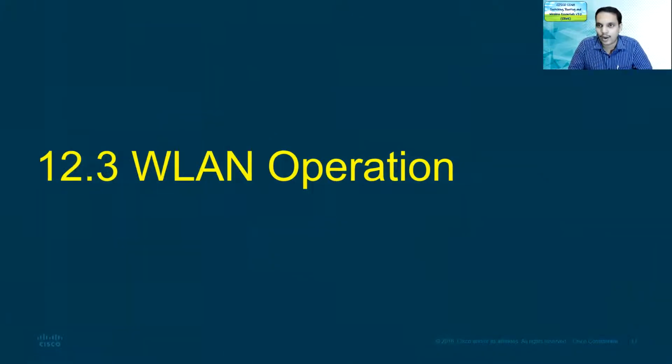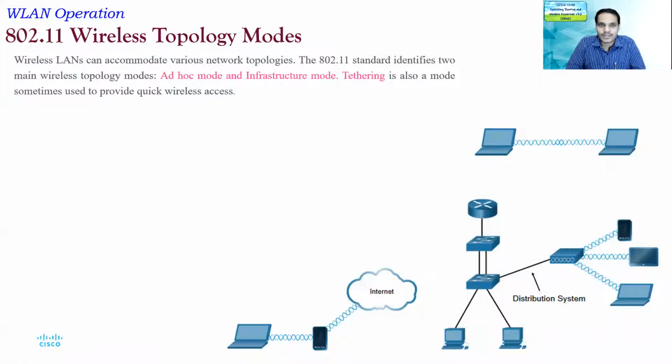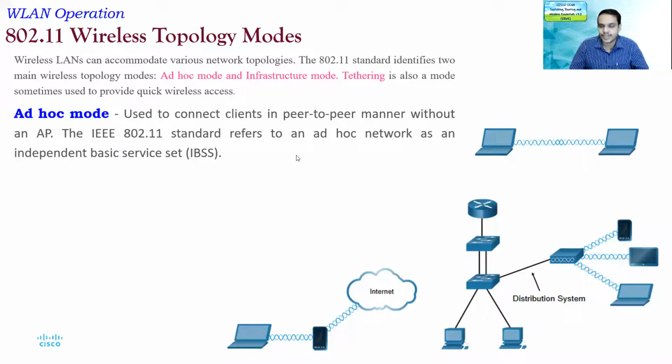So how does a WLAN operate? Let's talk about the operation of a WLAN. First thing you need to understand is that there are different topology modes. The 802.11 standard identifies two main wireless topology modes. The first one is ad hoc mode and the second one is infrastructure mode. There is a third mode called tethering, where sometimes you might have used your mobile phone as a hotspot to connect to your laptop, maybe to download or check your email, something like that. It provides a quick wireless access. It doesn't give you the best bandwidth, but still it can also be used.